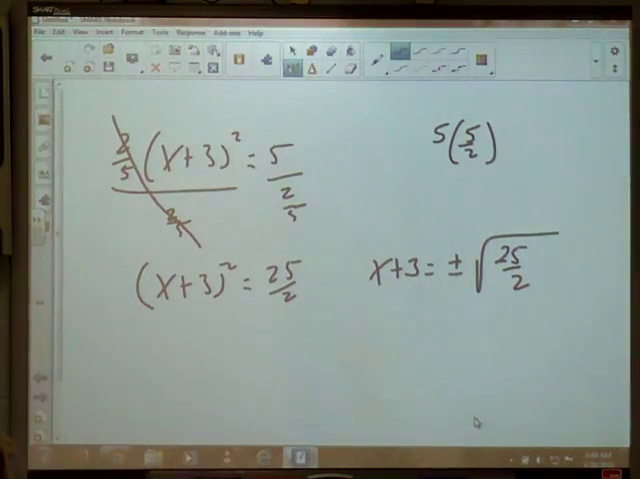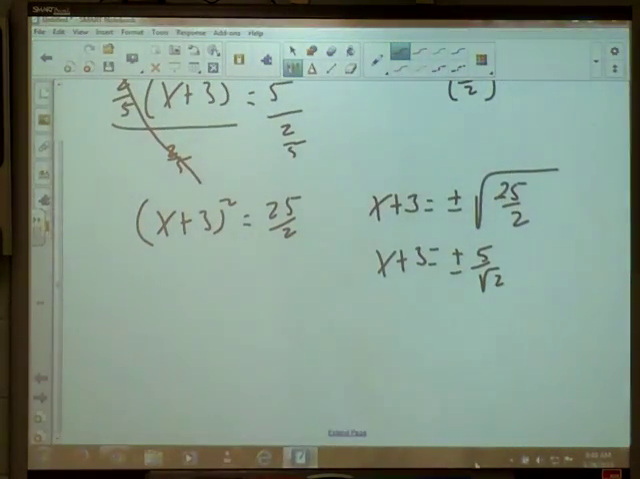All right, when you square root a fraction like we've got over there, that means you have to take the square root of the numerator and the denominator, the top and the bottom. The top is easy. Square root of 25 is 5. So I've got x plus 3 equals positive or negative 5 over the square root of 2. How do I simplify the square root of 2? What's the biggest perfect square that'll go into 2? 1, but that's 1 times 2, so you're still stuck with the 2 there, right? So you can't simplify that any.